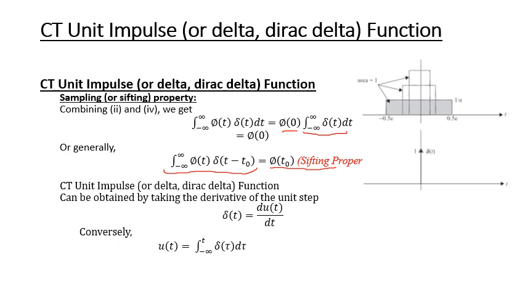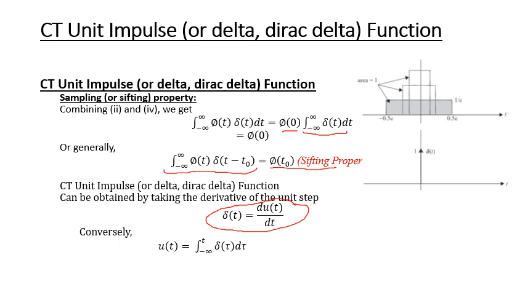Similar to the relationship we had for the discrete time case, where the impulse function equals the first difference of the step function, here, because this is continuous, instead of difference we have the derivative. So we say the impulse function equals the derivative of the step function.